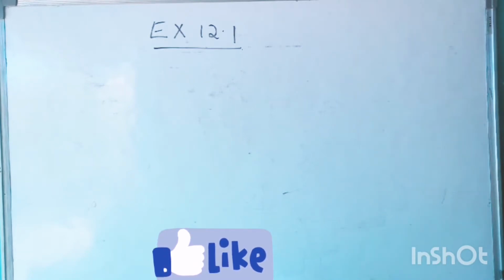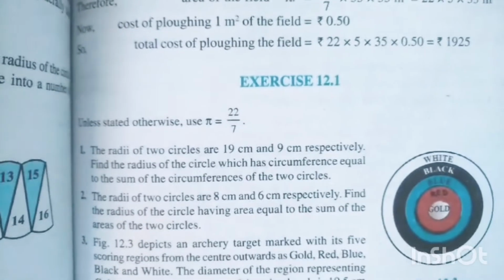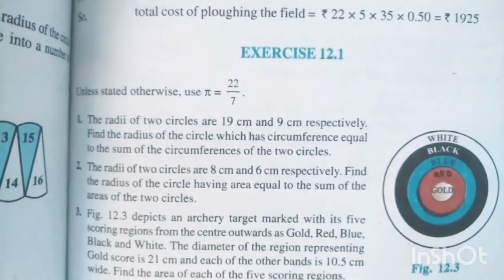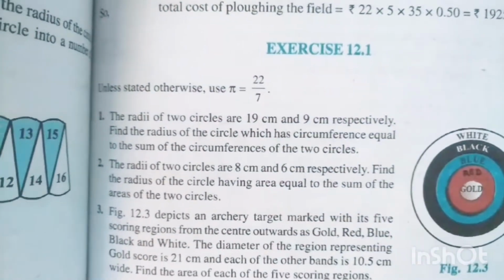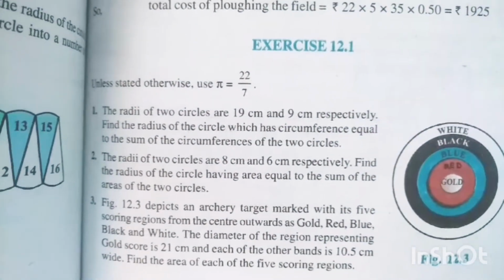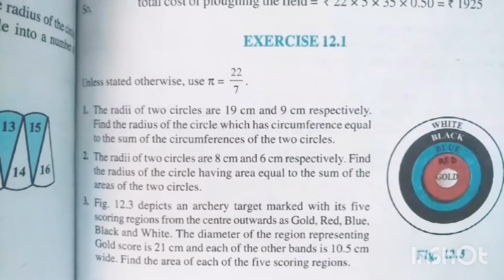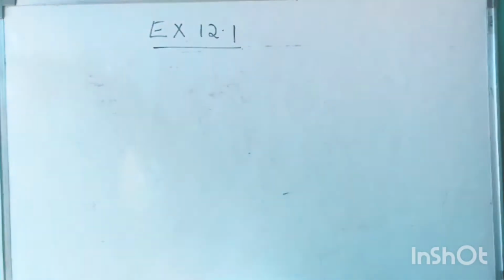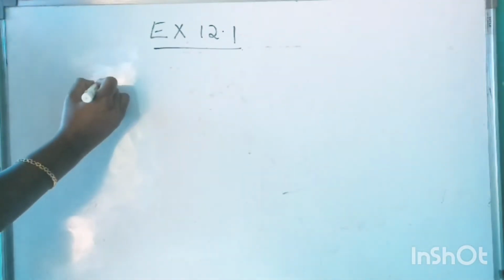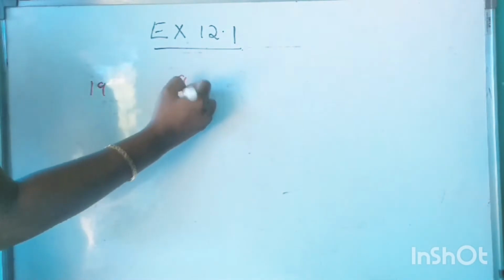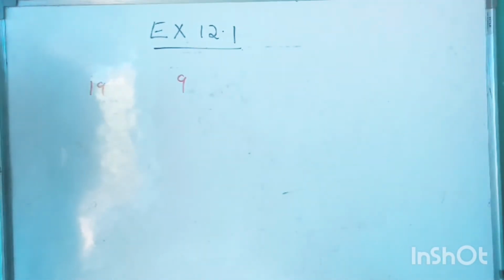First question. The radii of two circles are 19 cm and 9 cm respectively. Find the radius of the circle which has circumference equal to the sum of the circumferences of the two circles. Here two circles are given, and the radii of the two circles are 19 centimeter and 9 centimeter respectively.